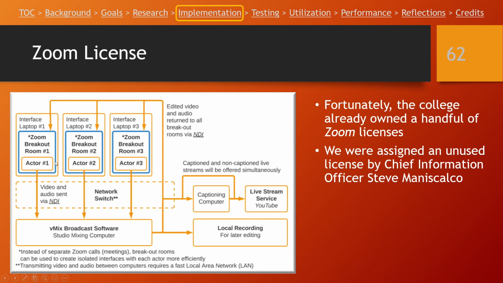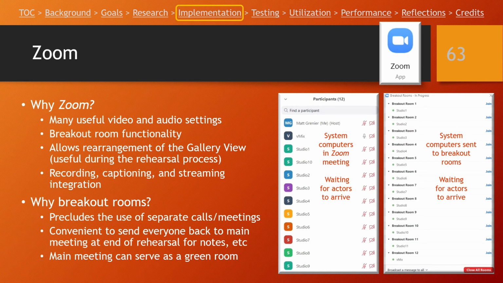So the next part of the system here is going to be our Zoom license, because we need to have access to our video conferencing application in order to use it to bring video into the broadcast software. So fortunately for us, the college already had a handful of Zoom licenses, and our Chief Information Officer, Steve Maniscalco, assigned us one of those licenses so that we could use it for the show. So why did we choose Zoom?